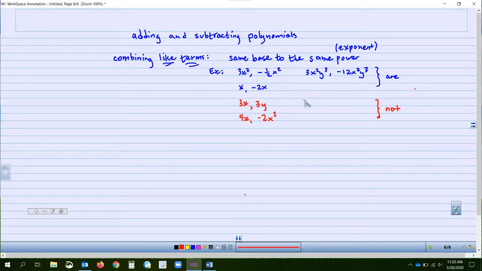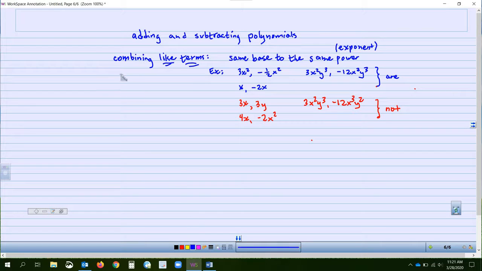If we go up one, similar to this, if we did 3x squared y cubed and negative 12x cubed y squared, those are not like terms. Well, they both have x and they both have y. That's true, but this is x to the second, this is x to the third, this is y to the third, and this is y to the second. So again, examples in blue of like terms, and examples in red of ones that are not.